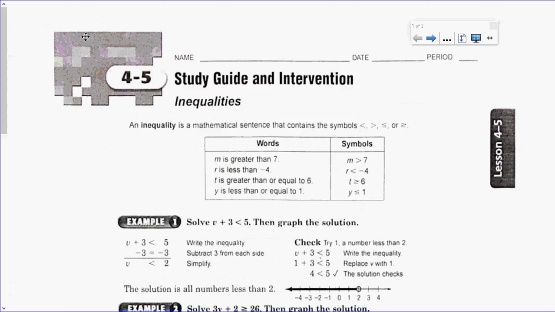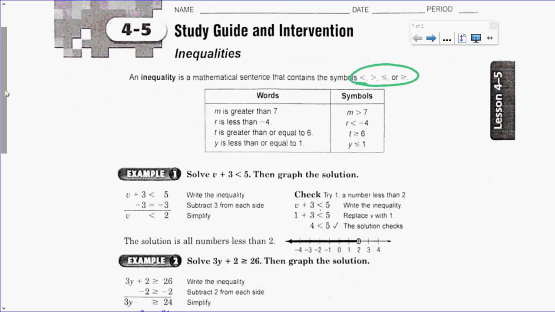So an inequality is a mathematical sentence that contains the symbols less than, greater than, less than or equal to, or greater than or equal to. So let's go ahead and write those out so that we know. So less than, greater than.